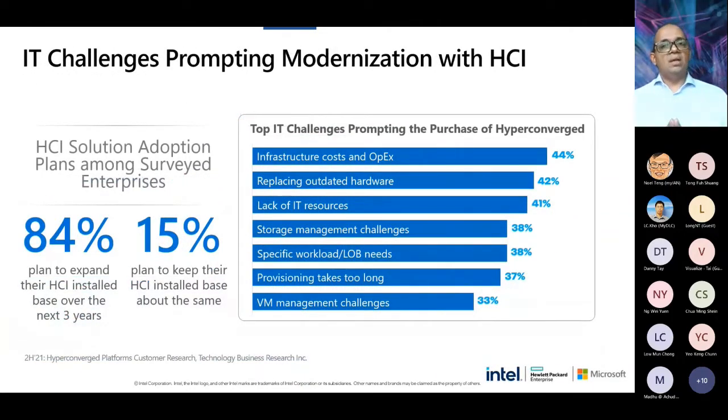With HCI, I think this is an area which is becoming increasingly attractive for enterprises, because with hyper-converged infrastructure, there is a significant value that enterprises see, right? Whether it is being able to reduce infrastructure, or having much better resiliency for their hardware as it gets outdated in their infrastructure, and so on. And what we have seen in conversations with enterprise customers, especially the senior executives, is that 84% plan to expand their HCI install base over the next 3 years, and 15% plan to keep their install base about the same. So basically, customers are seeing value for hyper-converged infrastructure, right?